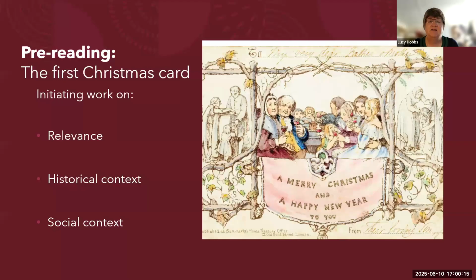No, I'd just say obviously this is something that students might refer to in a written outcome eventually, integrating that knowledge that the first Christmas card came out at exactly the same time as the novella. So it's about integrating that contextual material as well.